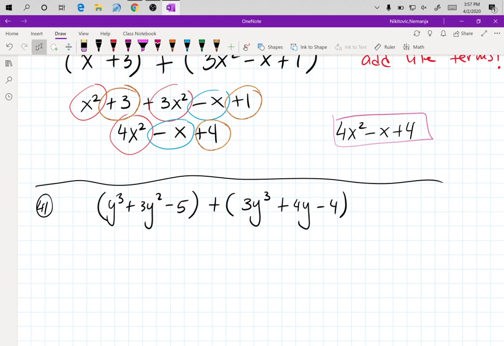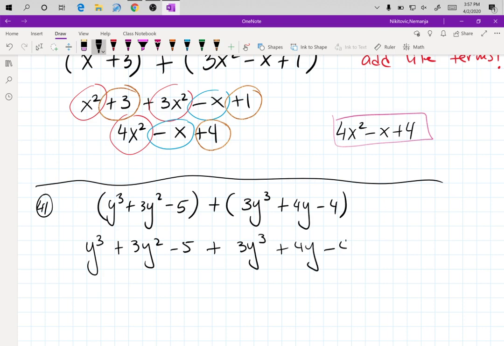All right, we're going to remove the parentheses, and that means that every term will be multiplied by the one number that it's in front. So y cubed plus 3y squared minus 5 plus 3y cubed plus 4y minus 4. Since this is a positive value, it is assumed there is a positive there. We do not have to change any signs. You only change signs when you have a minus sign. Well, these are all positives, therefore we don't have to change any of the signs.